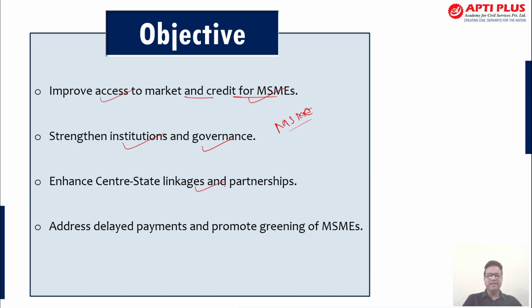Enhance the Centre-State linkages and partnership. See, many things operate under the state government's ambit, and many things are in the Centre's jurisdiction. So coordination between the Centre and the State is very important to ensure that the sector is performing well. Then, addressing delayed payment and promoting the greening of MSMEs. This was addressed with the three sub-schemes that have recently been included in the RAMP scheme. So this was all about the given topic.